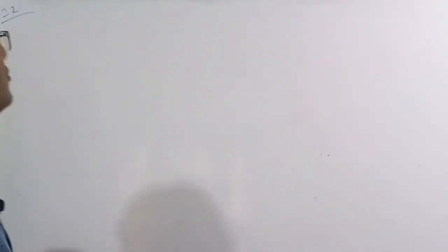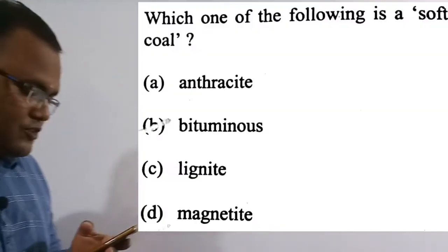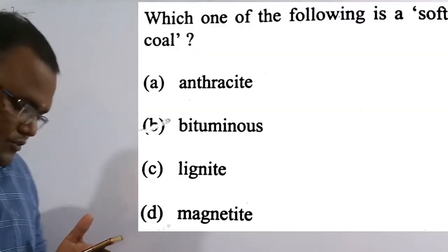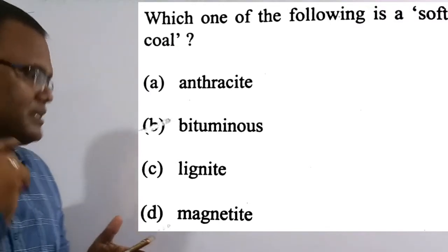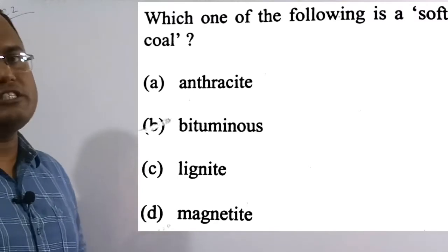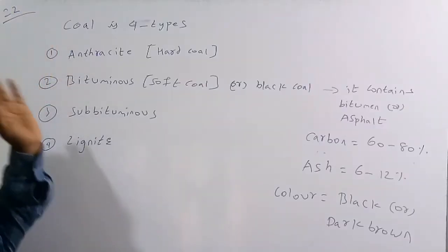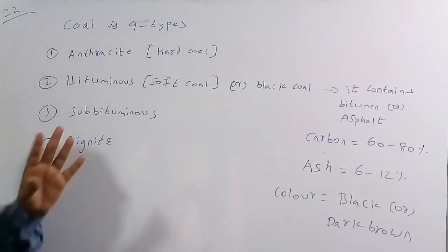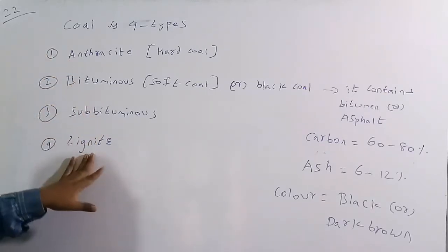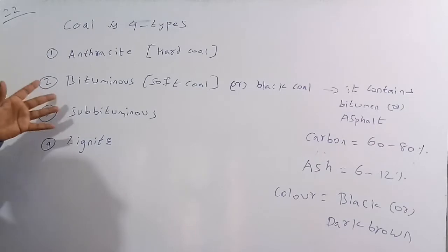Now we are going to solve the 22nd question. See the question here: which one of the following is a soft coal? What are the 4 options? Option B, bituminous. Bituminous is said to be a soft coal, and let's discuss some more facts about this bituminous. Basically, coal is classified into 4 types: anthracite, bituminous, subbituminous, and lignite. These are the 4 types of coals.